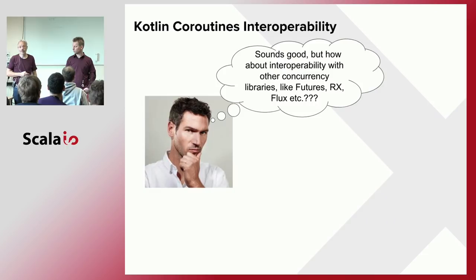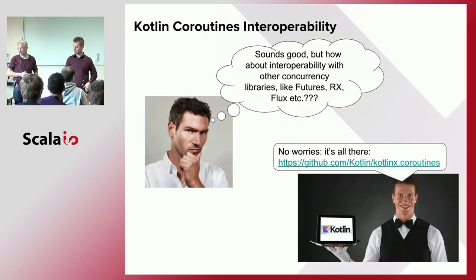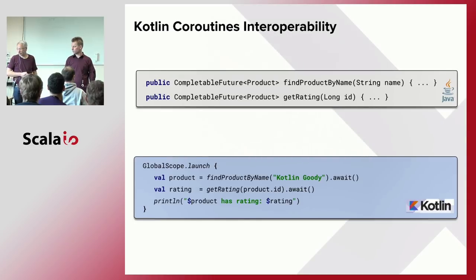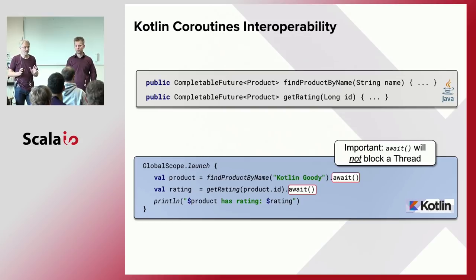You might think it's a good idea, but how does it interop with other existing frameworks? They thought about it. They have an extensive framework for how coroutines can be ported to different kinds of concurrency abstractions quite easily. To give you an example, we have the same interface with CompletableFuture. What you have when you use this interop library is an await method, and no worries, await does not block. Await simply adds a suspension method to the future, and it's extremely simple to implement.